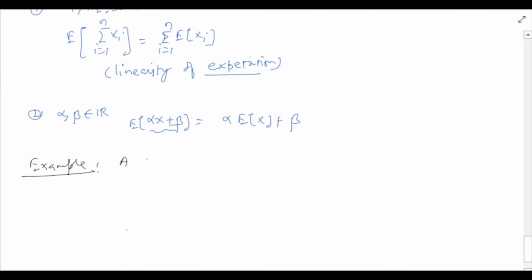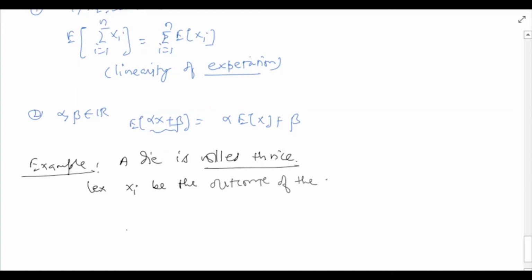Suppose a die is rolled thrice. Let Xi be the outcome of the ith roll, ith toss, where i is varying from 1 to 3. Also, let X be the summation of these three random variables, i equals 1 to 3.